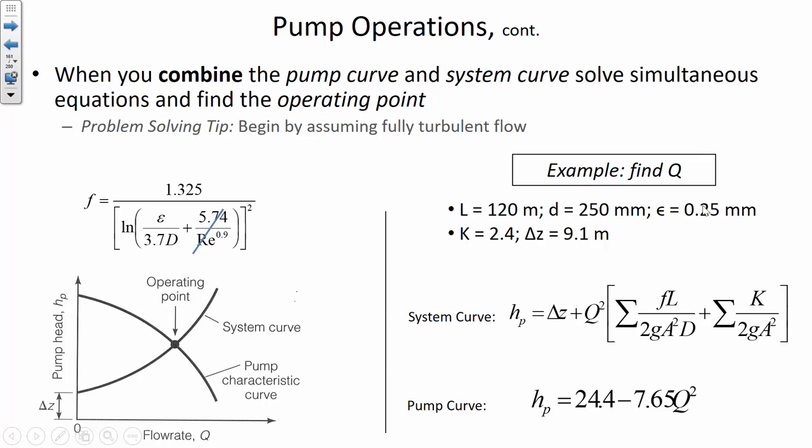So let's find out what flow rate would exist if we substitute all of these variables into both equations, and then set H sub P of the pump curve equal to H sub P of the system curve, so our only unknown will be Q. We're going to be solving for Q with those two curves. For this one, you will use the fully turbulent flow assumption and then check whether it's valid by calculating a new updated f after you determine the flow rate.